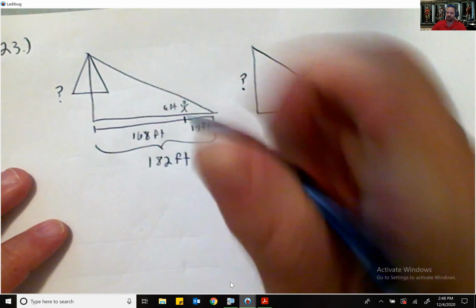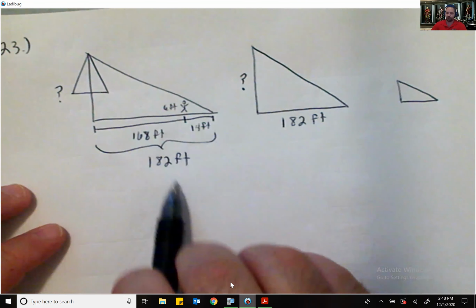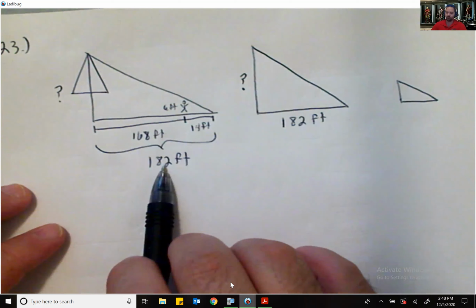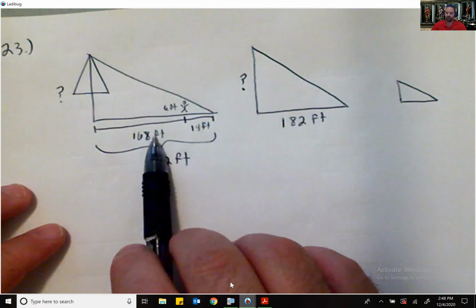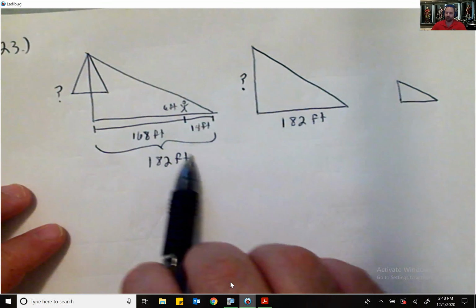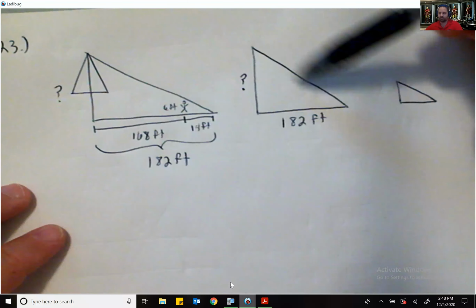If I take 168 plus 14 feet, I get 182. So don't use 168 here. This number is meant to throw you off. You need to put them both back together, which is 182. And then obviously we don't know about this one because that's the sun.